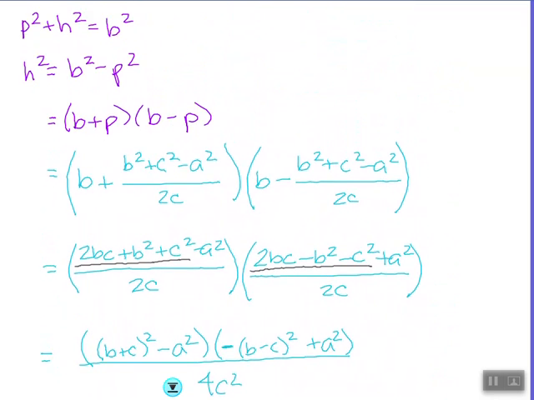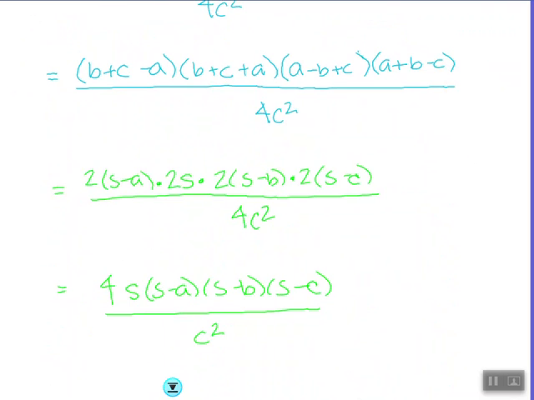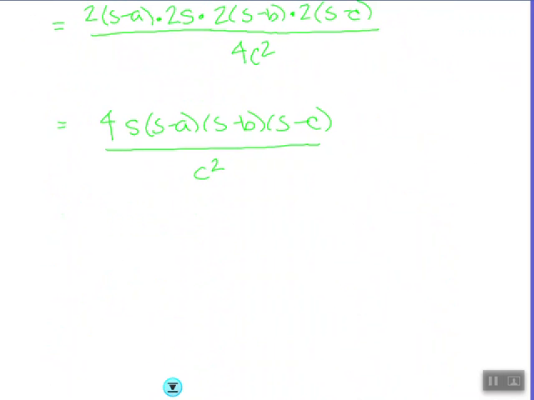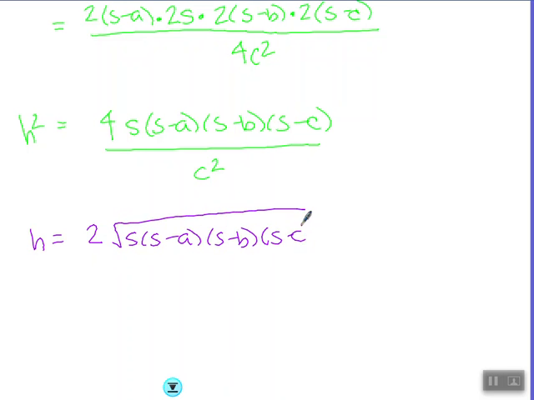Now if I scroll back up to the top, this is still equal to h squared. So to solve for h, all I need to do is take the square root. This is h squared. So if I take the square root of both sides, I have that h equals, now the square root of 4 is 2, so I'm going to put that outside the square root. Then I have the square root of s minus a, s minus b, s minus c. In the denominator, the square root of c squared is just c.